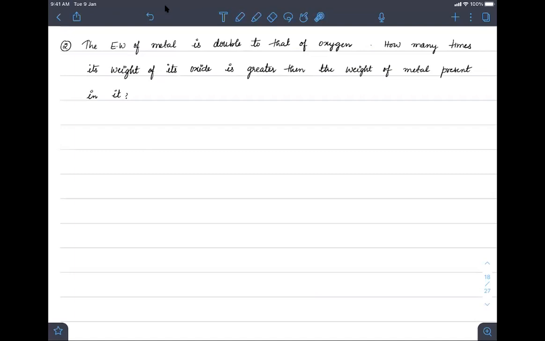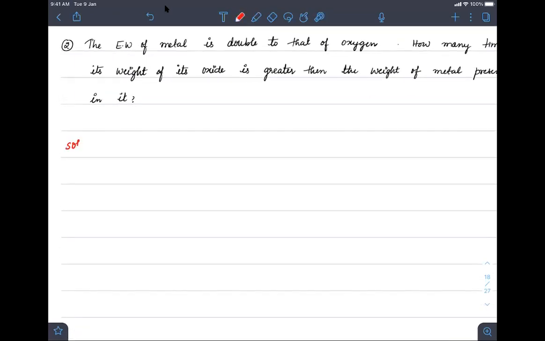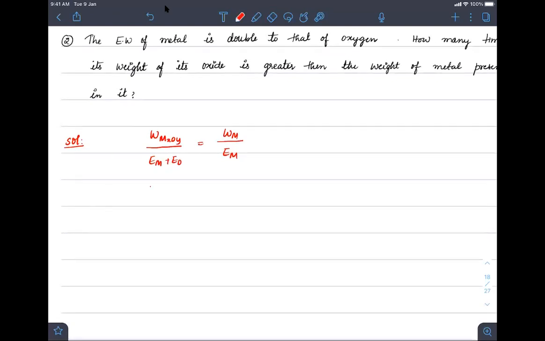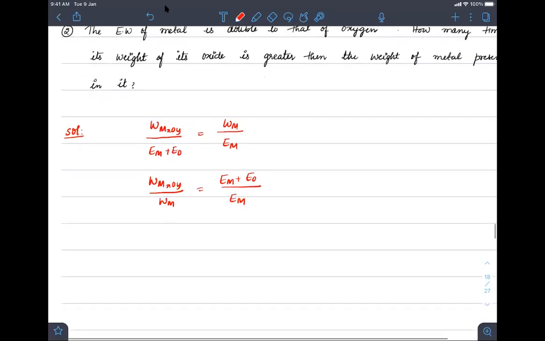Right, Kian. Right, Mike. 1.5 times. Amal, correct. Are they just 1.5 times? See, you can write this as weight of metal oxide divided by equivalent weight of metal plus equivalent weight of oxygen is equal to weight of metal divided by equivalent weight of metal. So weight of metal oxide divided by weight of metal is equal to equivalent weight of metal plus equivalent weight of oxygen divided by equivalent weight of metal. That's all we need to do.